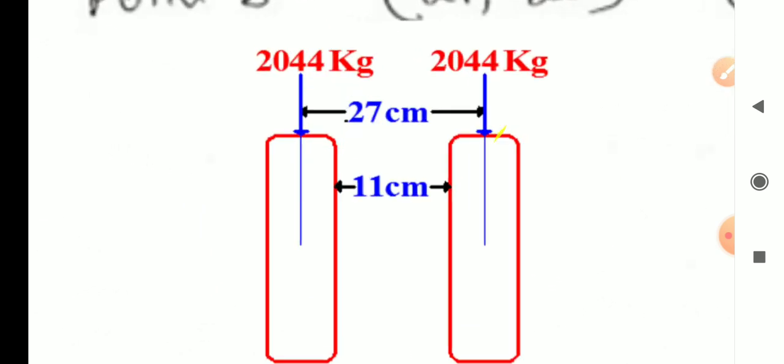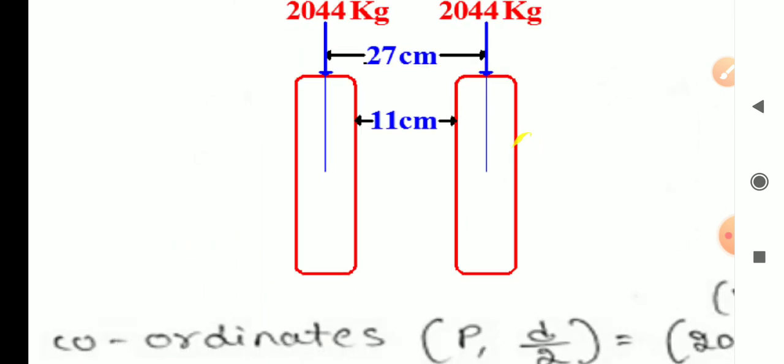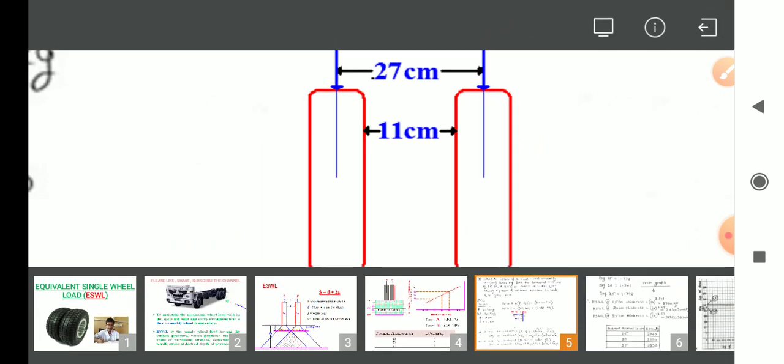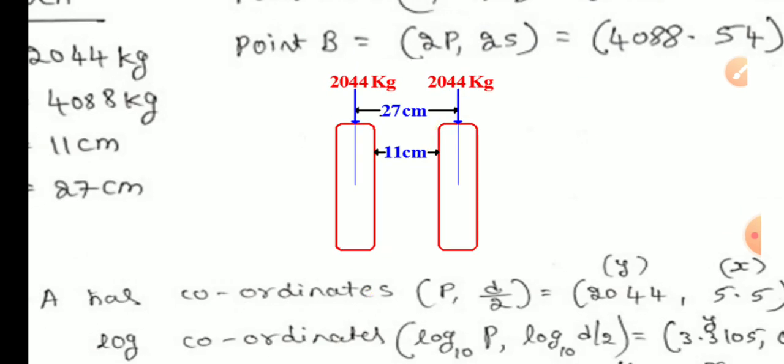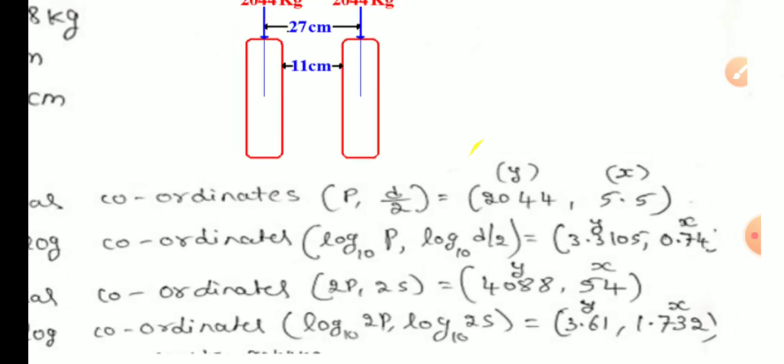So this is the diagram. D is equal to 11 centimeter, S is equal to 27 centimeter, P is equal to 2044 kg. This is the dual assembly. Next, here we have to plot the graph.